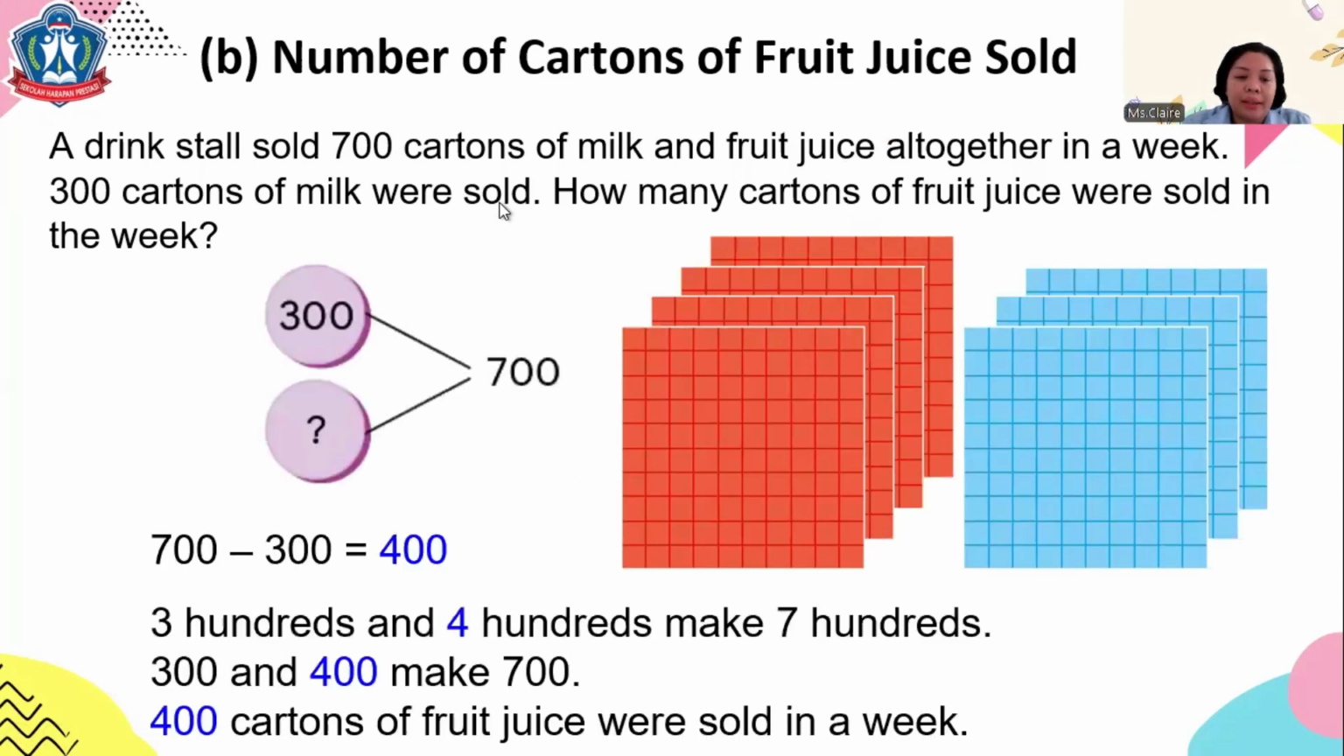So the total is 700. 300 were the milk. So how about the fruit juice? What are we going to do? We just simply subtract 300 from 700. And we know that the answer, the difference, is 400. So 300 and 400 make 700. Therefore, 400 cartons of fruit juice were sold in a week.